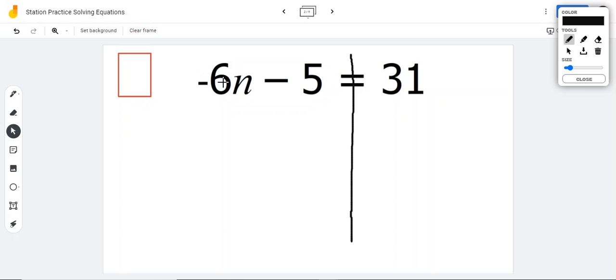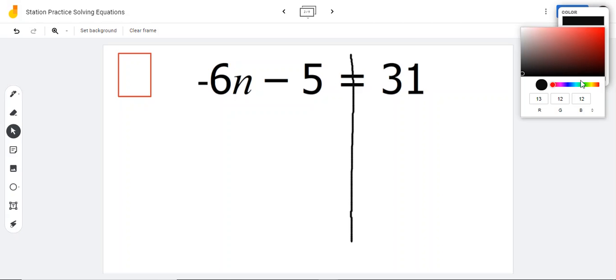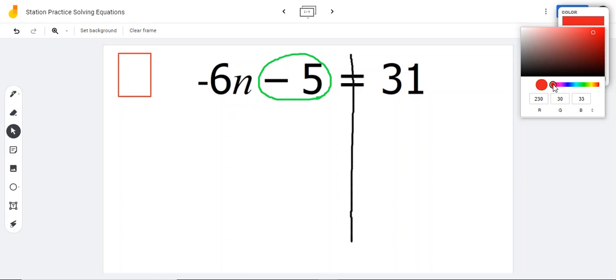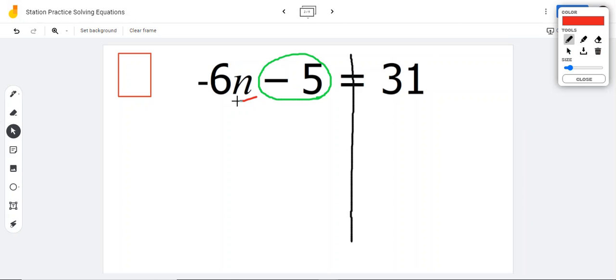This is negative 6n. That's the same as negative 6 times n, right? So negative 6 times n minus 5 equals 31. Then I like to circle the parts of the equation so that I know what I need to get rid of. My variable is on the left, so I'm going to try to get that by itself on the left. To get it by itself, we have to get rid of this minus 5, okay? And we have to get rid of the multiplication, the times negative 6. We're looking at what's being done to n, right?